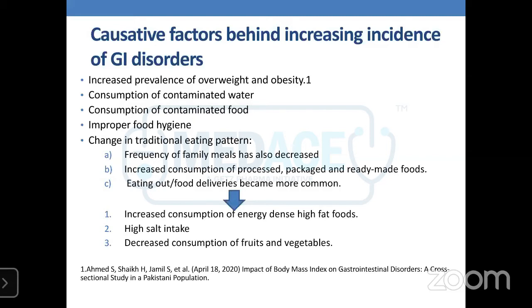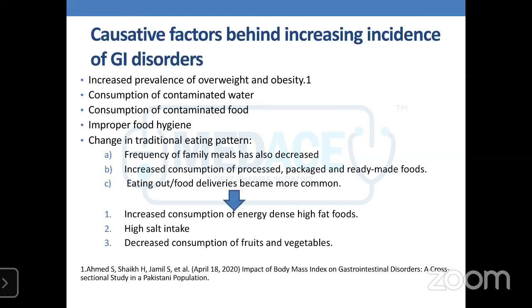Then consumption of contaminated water, which is the main problem. Consumption of contaminated food. A lot of people have the habit of consuming street food, which is not prepared properly, and food hygiene is not considered in preparing that food. So these foods are also a risk. Then improper food hygiene. In my view, we need to educate our people regarding the handling of food, not only on the commercial or organizational level, but also on the household level, because people lack the basic knowledge of how to maintain food hygiene at home, or at the institutional level while preparing food to be served.